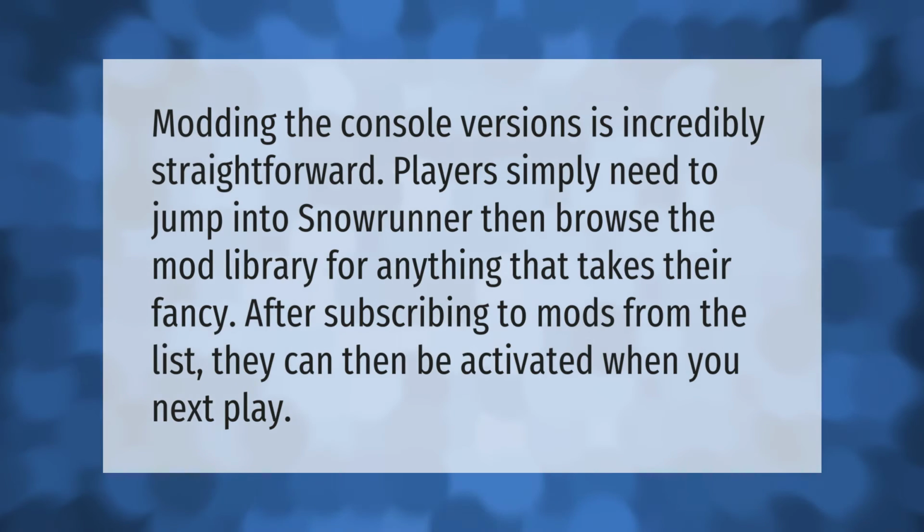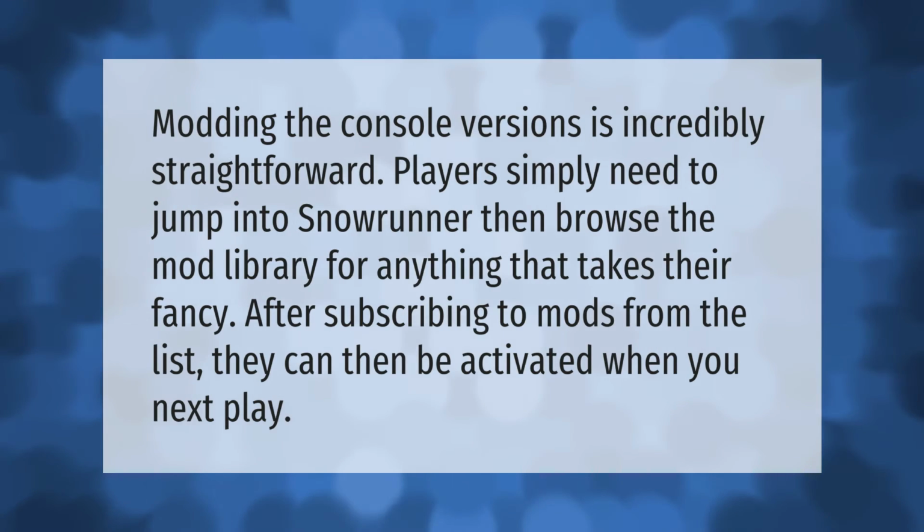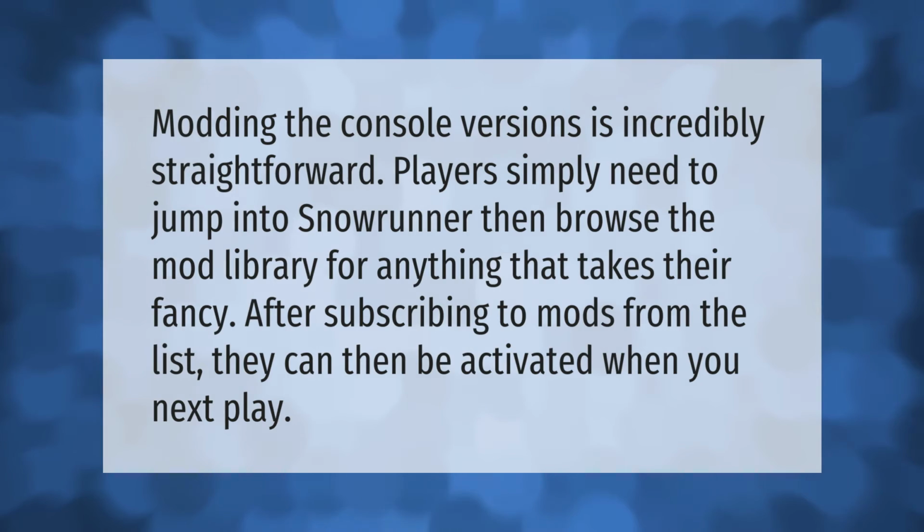Modding the console versions is incredibly straightforward. Players simply need to jump into SnowRunner, then browse the mod library for anything that takes their fancy. After subscribing to mods from the list, they can then be activated when you next play.